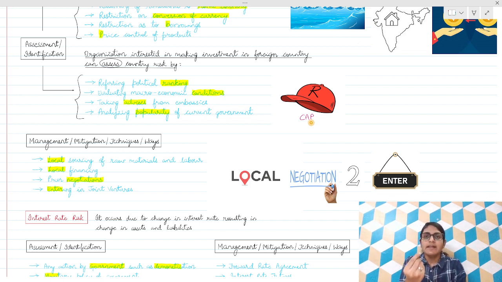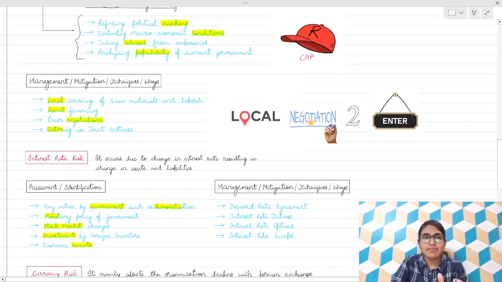You can remember as ranker will get a cap. Cap is conditions, advisors and popularity. Ranking, referring political ranking, evaluating macroeconomic conditions. A is advisors, taking advices from embassies, and popularity, analyzing popularity of current government.